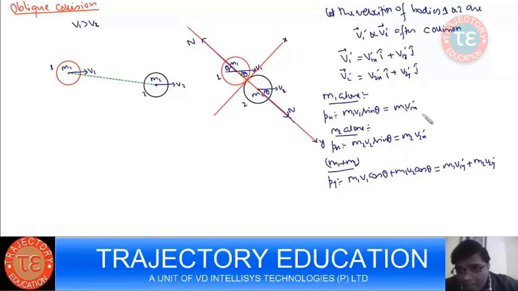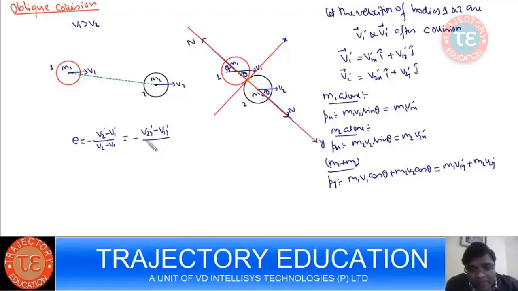So I got three equations, from here I can get v1 x dash and v2 x dash. Now I have to generate one more equation, and one more equation will come from the coefficient of restitution, right. So I told you earlier also, V2 dash and V1 dash are the components of velocities after collision of the second body and first body along the line joining their centers, or along the direction of force. So it's along the y-axis, right?